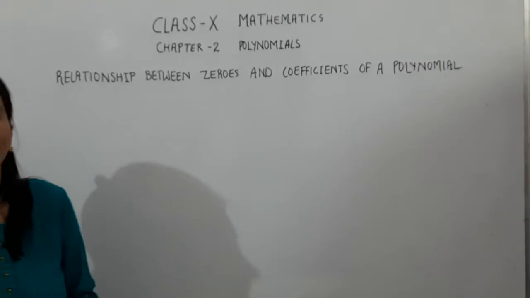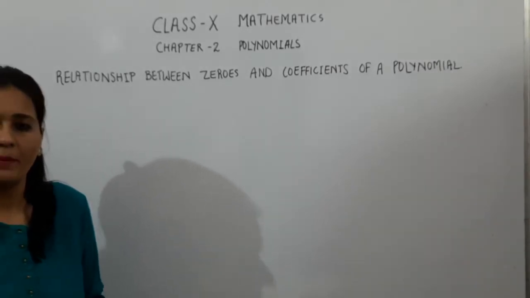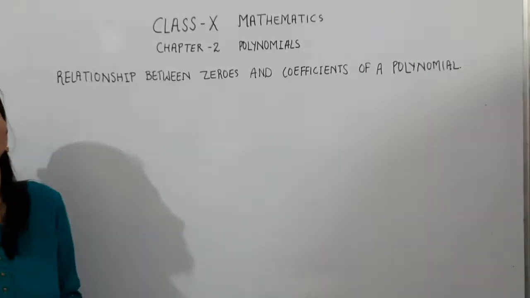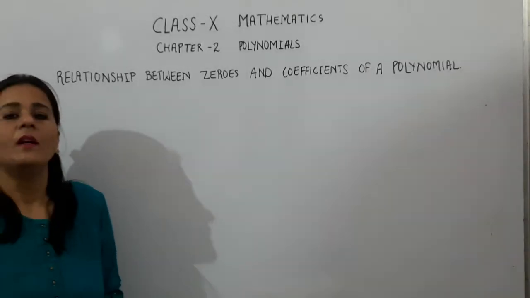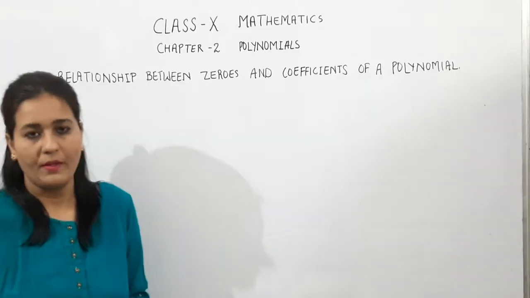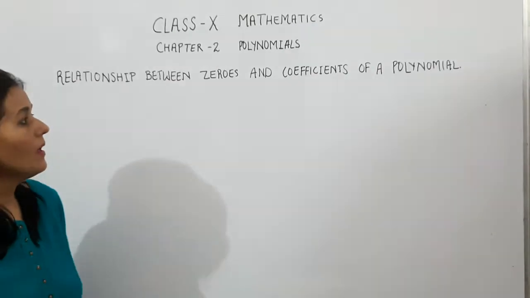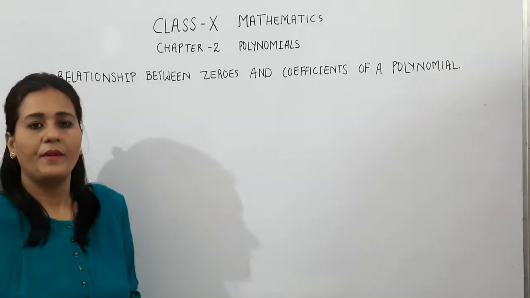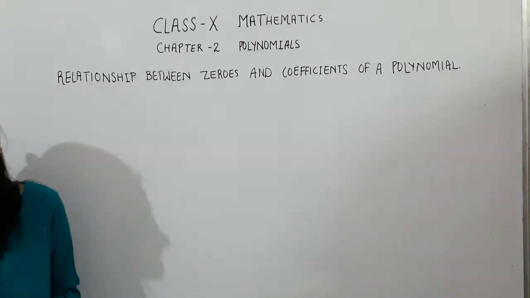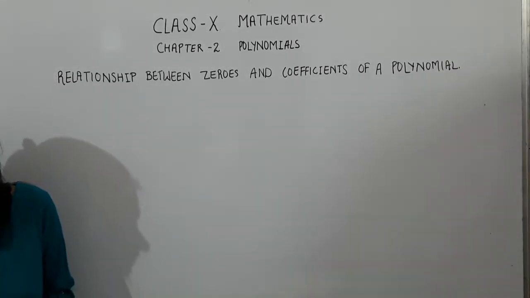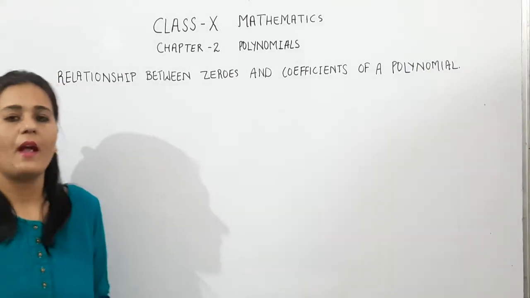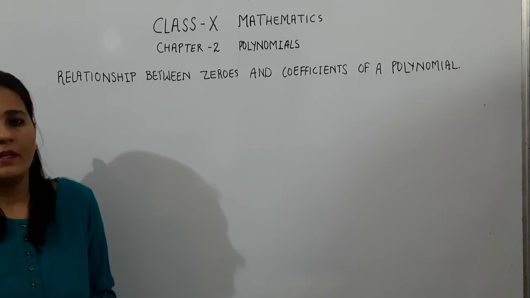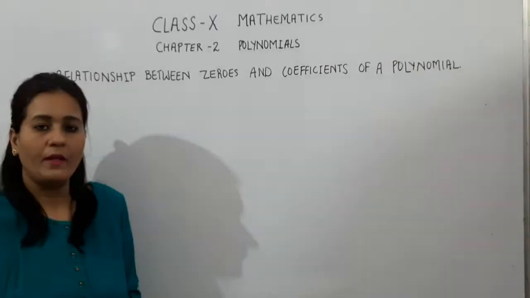Good morning, class. Yesterday we started our chapter number 2, polynomials, and we saw the basics of the polynomial: the definition of a polynomial, what a polynomial is, types of polynomial, degree of a polynomial, zeros of a polynomial, and lastly the graphical representation of polynomials, of linear, quadratic and cubic. There we drew one relationship, or you can say one conclusion.